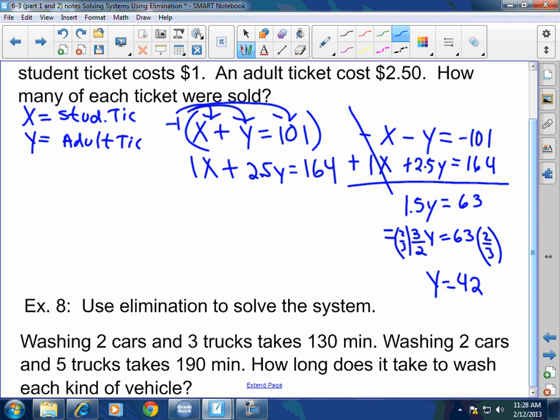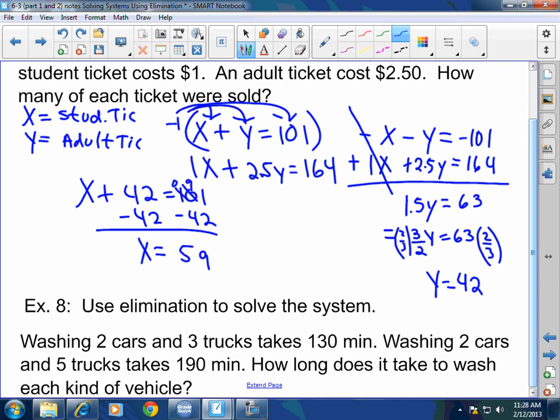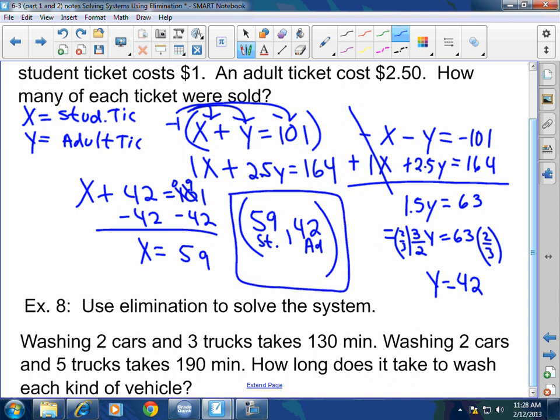How on earth do I find how many student tickets that I have? Plug it back in. X plus 42 equals 101. Subtract the 42 to both sides. X equals, you gotta borrow, so that's gonna be 59. So my answer, 59 student tickets and 42 adult tickets. My friends, these are the word problems you're gonna see.